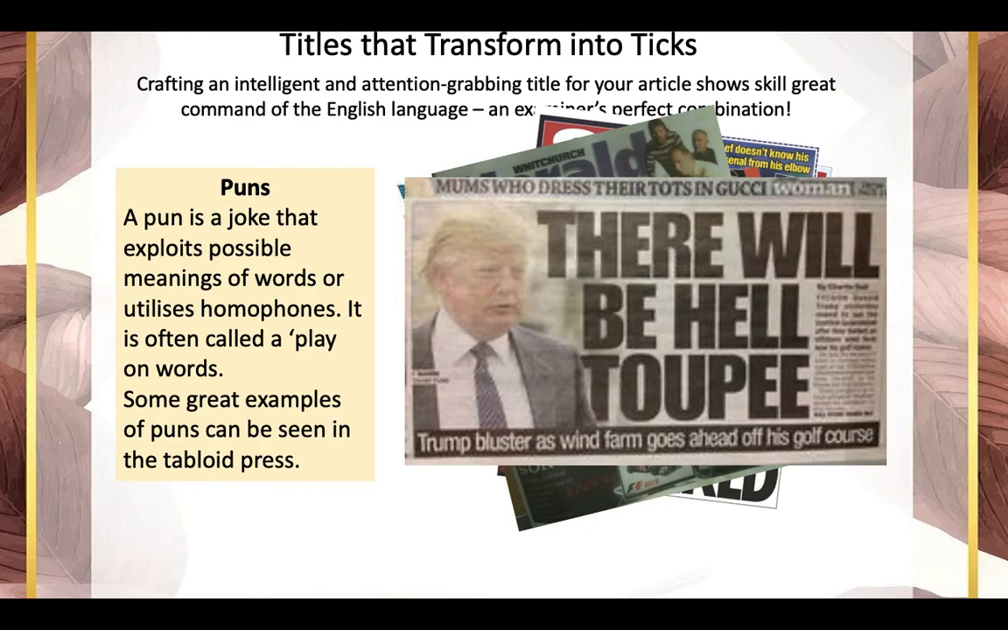Oh, I forgot about this one. There will be hell to pay. Poor Trump and his interesting hairstyle.